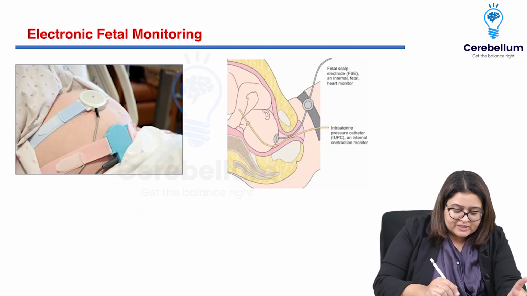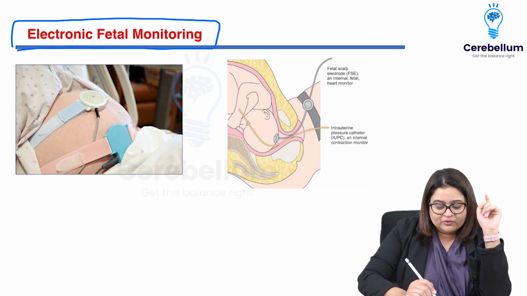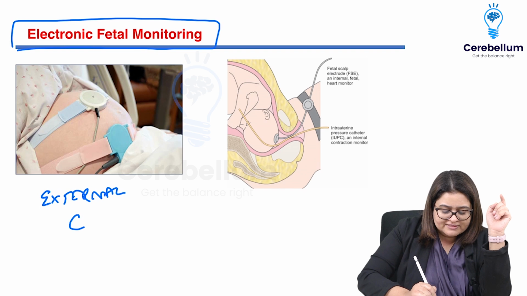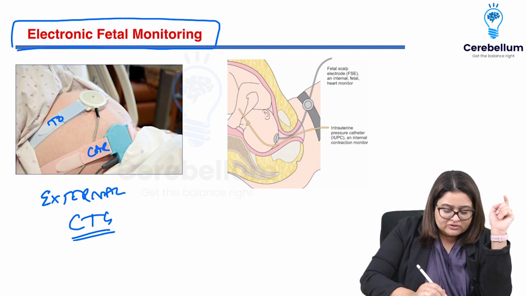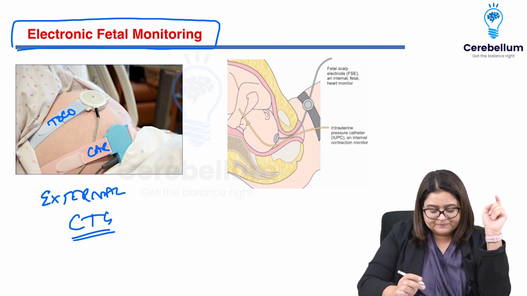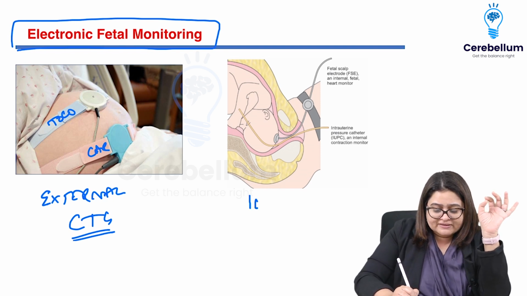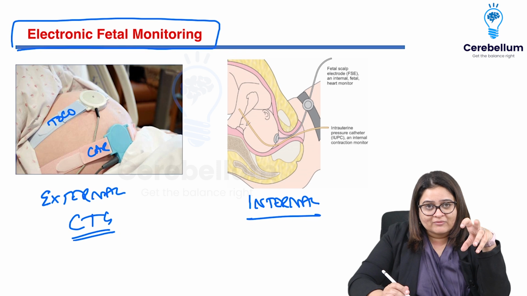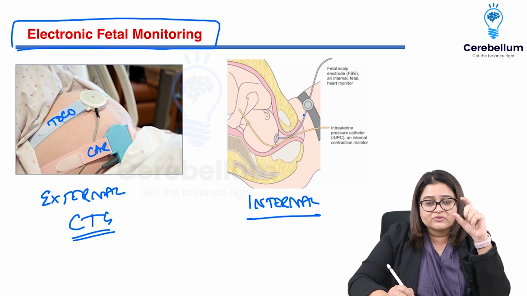The second important type of monitoring is electronic fetal monitoring. Now, electronic fetal monitoring could be of two types. This is an external type of monitoring, what is called the CTG or cardiotocogram. You can see this is the cardio probe and this is the toco probe, which is measuring the uterine pressure. Another type of electronic fetal monitoring, which is less commonly used, is the internal monitoring. It is less commonly used because it is not very comfortable for the patient, and secondly, it can only be used once the cervix has dilated to at least 3 centimeters and the membranes have ruptured.